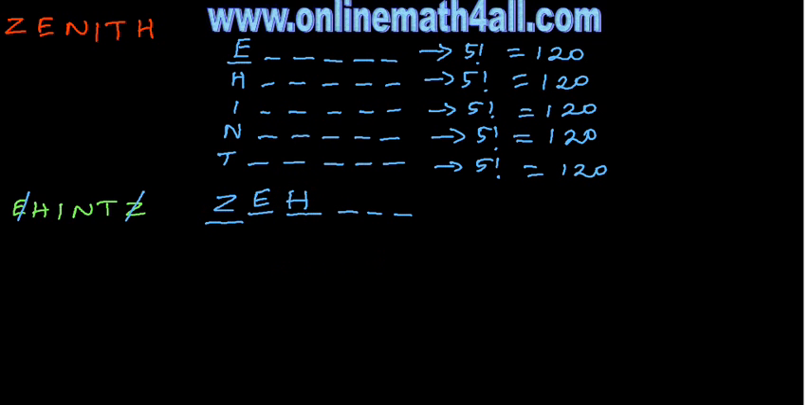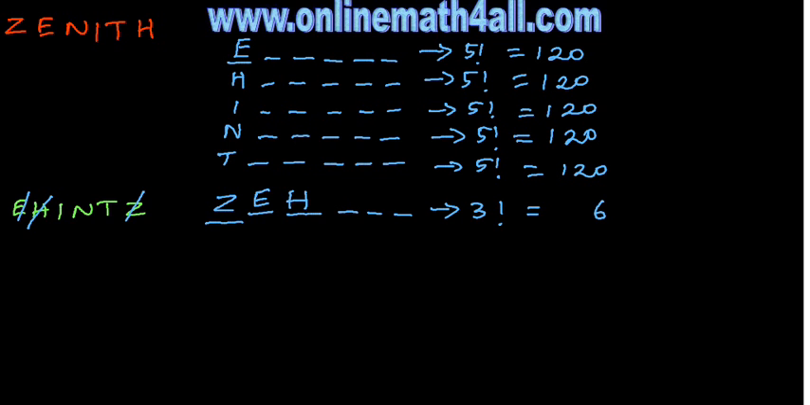Okay students, now I have filled the first three places with Z, E, H. Now the remaining three places can be filled with the remaining three letters I, N, T. It can be done in 3 factorial ways, because we have 3 places remaining and 3 letters. So it is 3P3, the number of permutations, that is 3 factorial. So the value for this one is 6.